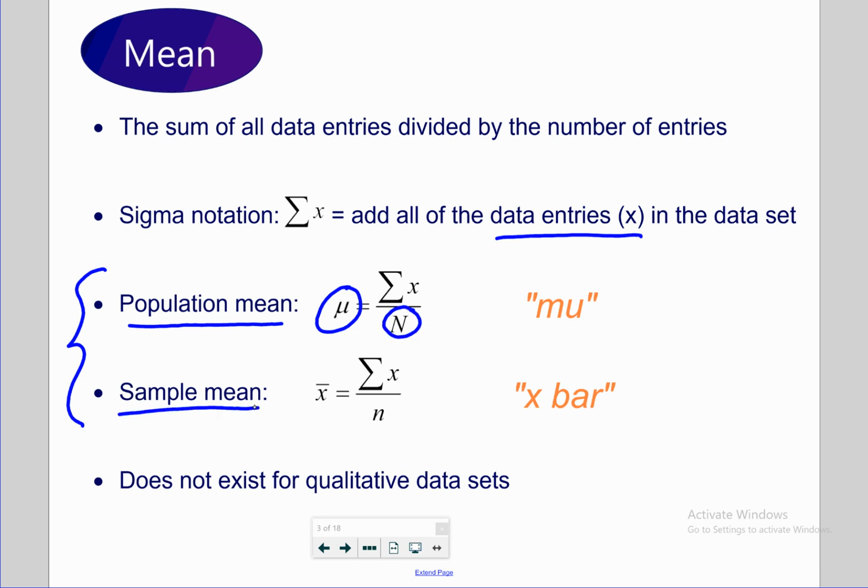If it's a sample, the formula is actually the same. The instructions are the same. Add up all the values in the data set, divide by how many there are, but the symbols are a little different. The sample mean is an X with a bar over it, so we just say X bar, and then my number of data values is a lowercase n. And again, both of those should be on your purple sheet. If we have a qualitative data set like categories, or titles, or names, or labels, we cannot calculate a mean. It's only for quantitative data.